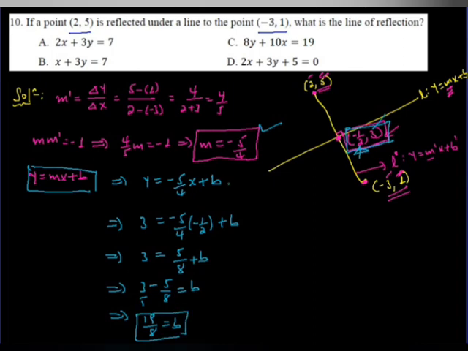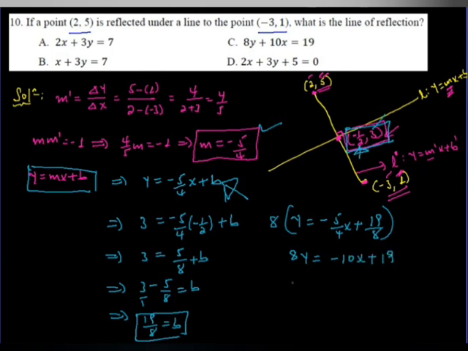So we substitute here. y equals minus 5 over 4x plus 19 over 8. Now multiply both sides by 8. It becomes 8y equals minus 10x plus 19. Or collecting like terms, this gives 8y plus 10x equals 19. This is the required equation of a line, which is assumed to be the line of reflection for the given point. So our answer will be C.